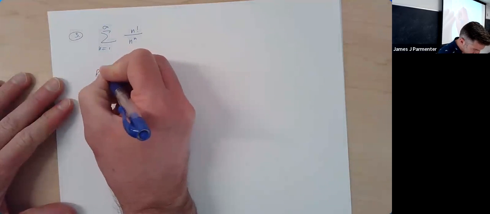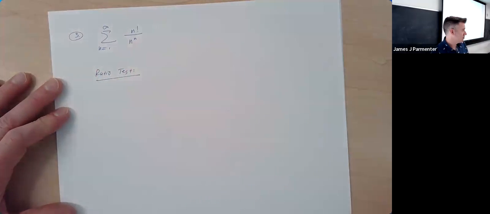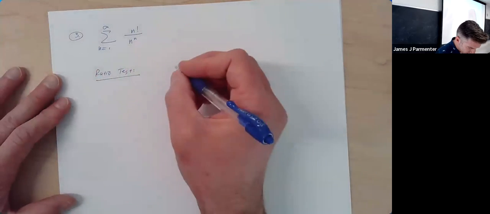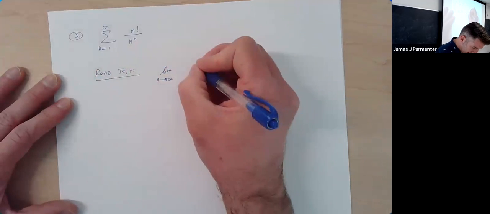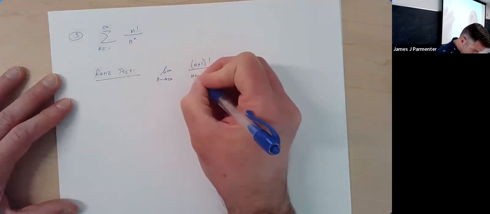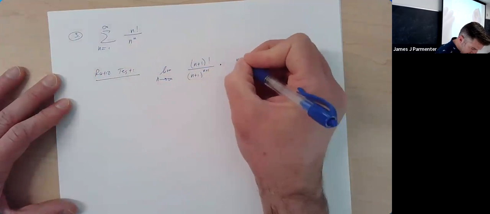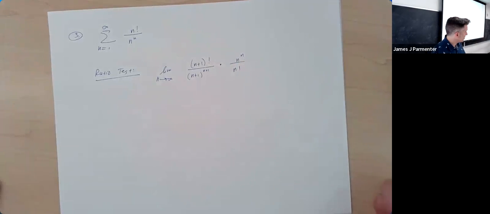But it's definitely a ratio test kind of question, because we see the hallmarks: a factorial and an n power. So I'm going to do the limit as n goes to infinity of (n plus 1) factorial over (n plus 1) to the n plus 1, times n to the n over n factorial. And now we definitely need to do some simplifying.